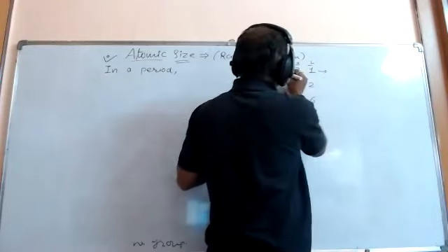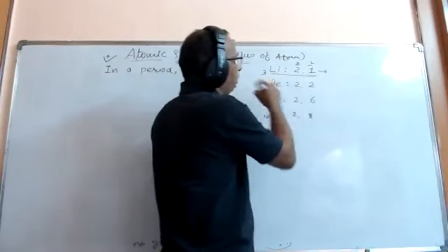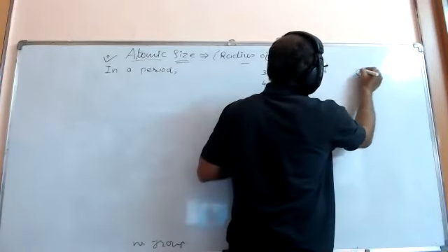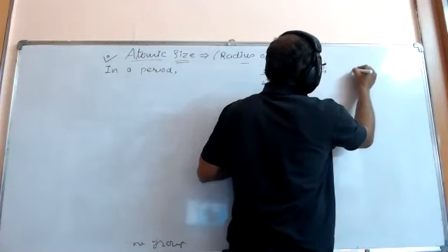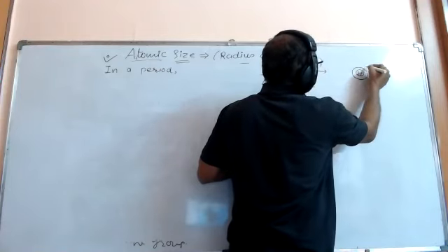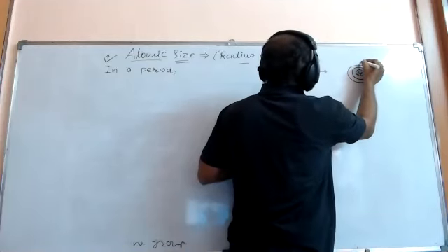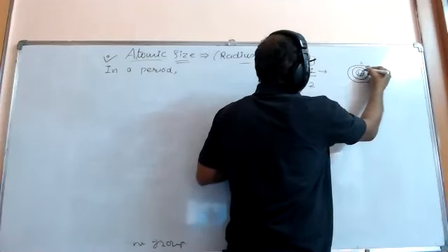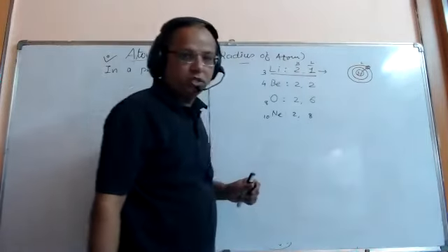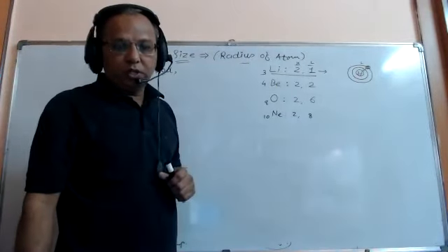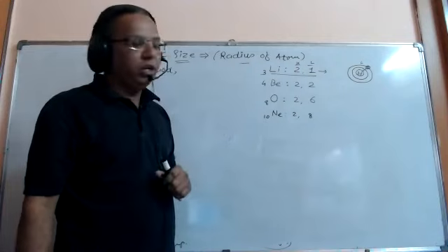So please, first of all, lithium, atomic number 3. So 3 protons are present in the nucleus. This is the first cell in which 2 electrons are present. This is the second cell, named L. Here 1 electron is present. So this is the atomic structure of lithium.